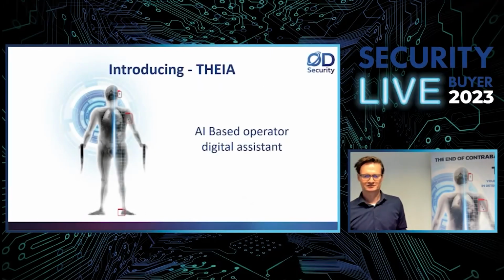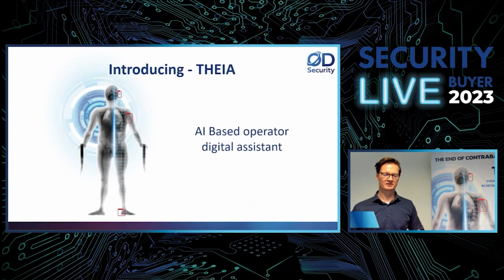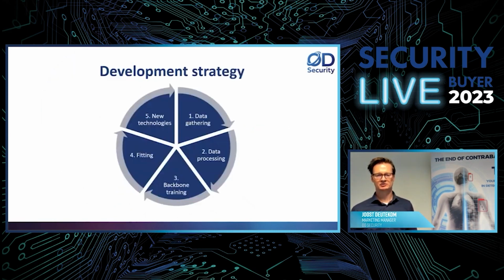Thank you very much, Stefan, for introducing the product. I think this gives you a little bit of background on what a body scanner is and how it functions, and that's key to now understand how AI can further help to improve finding contraband. For that, I will take you through our development strategy, and it goes from data gathering to processing, backbone training, fitting, and constant new technologies that will come.